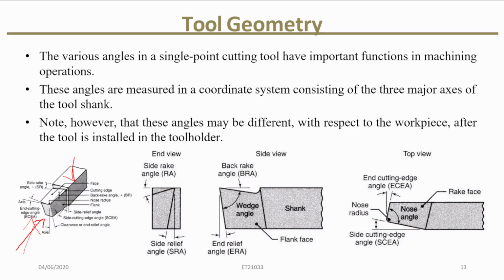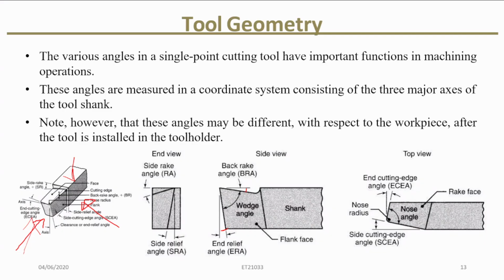Okay, then the side view. This is the viewing direction. So this is the shank part, and this is the flank face. So this angle is known as the wedge angle, and this small angle is known as the back rake angle, and this angle is known as the end relief angle.